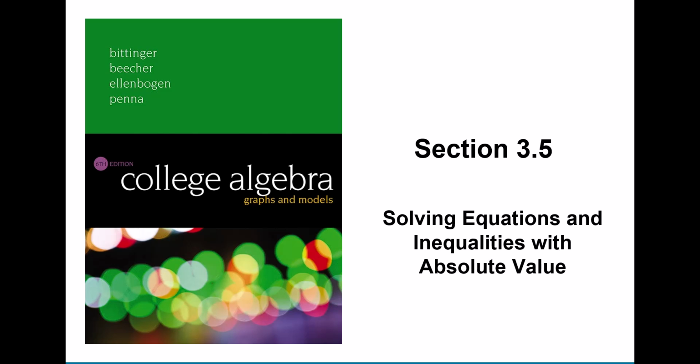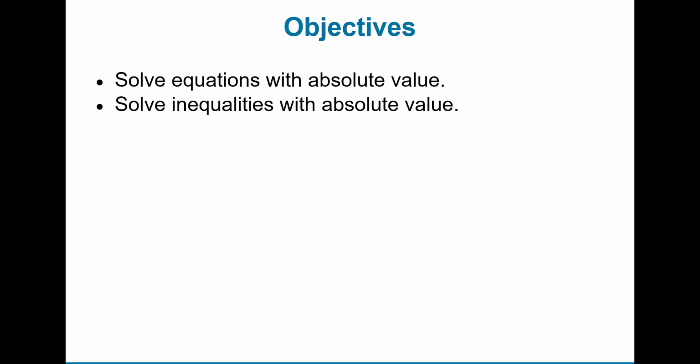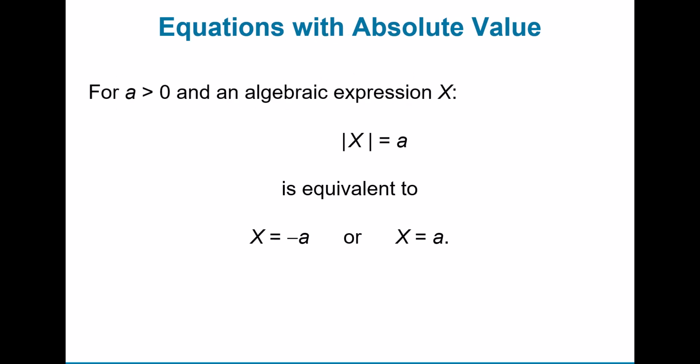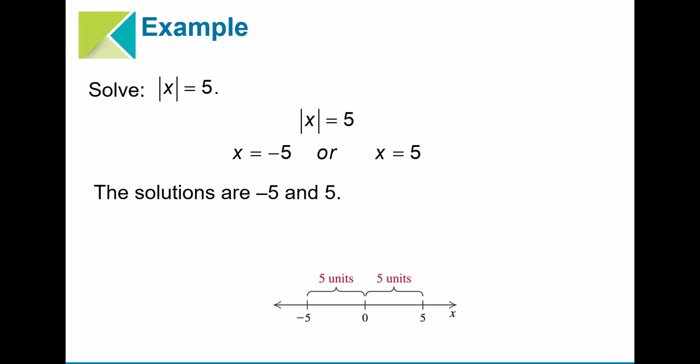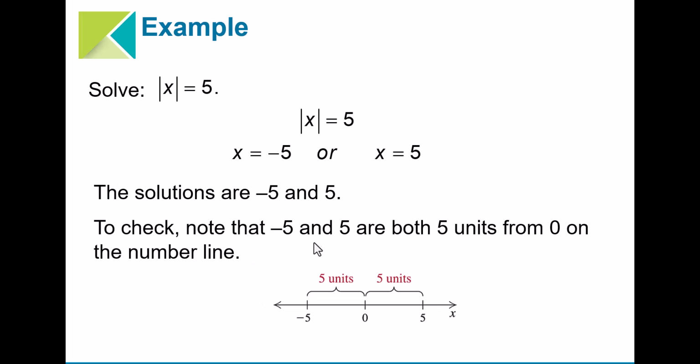All right, let's finish up this section with solving equations and inequalities with absolute value. So we're going to look at absolute value bars. For a greater than 0, an algebraic expression x, the absolute value of x equals a is equivalent to x equals negative a or x equals a. So if I have something like the absolute value of x equals 5, that means x is negative 5 or 5. So I have two solutions. And to check, note that negative 5 and 5 are both 5 units from 0 on the number line.